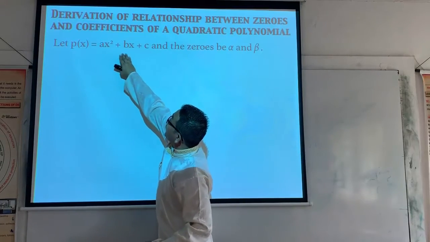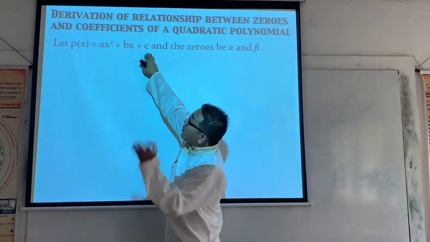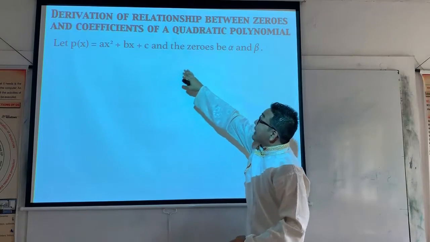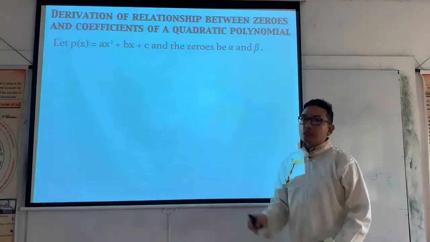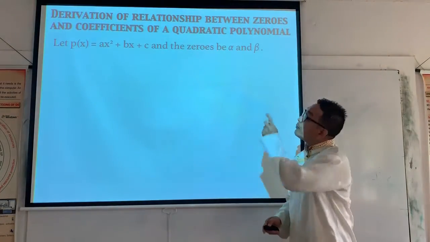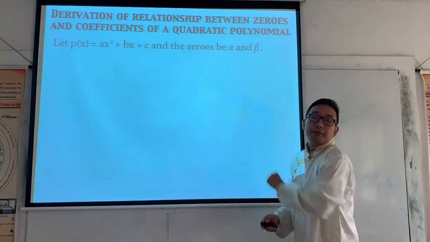So the standard form is ax squared plus bx plus c. Let the quadratic polynomial be ax squared plus bx plus c, and let the zeros be alpha and beta.